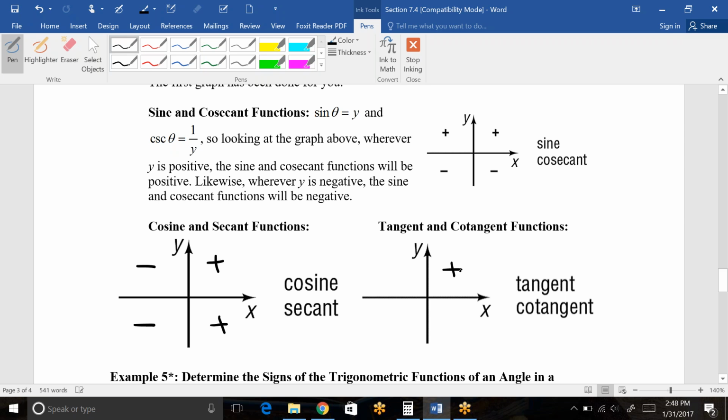For tangent, always positive in quadrant 1, because all the families are positive there. Science, so not tangent. Teachers is tangent, Are Crazy, not tangent. So tangent and cotangent are positive in quadrant 1 and 3. So sine is good in quadrant 1 and 2 if you're talking about your ratio being positive. Cosine, it's 1 and 4, and tangent is 1 and 3.